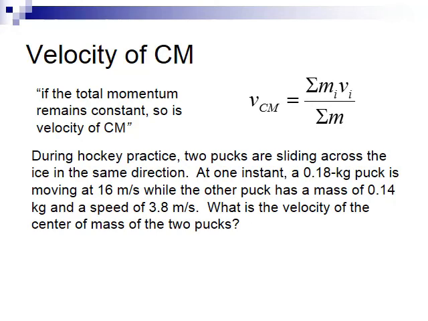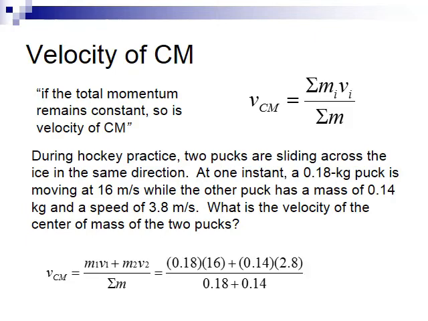Here's an example. In this case, two pucks are sliding in the same direction, and they have different velocities and masses. So all we have to do is find the momentum of each puck and add them together. So our equation becomes m1v1 plus m2v2 divided by the sum of all the mass. Plugging in, we can find that the center of mass is going to have a speed of 11 meters per second.